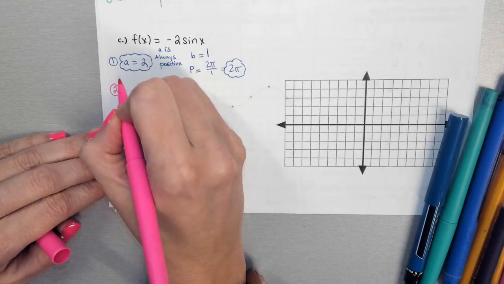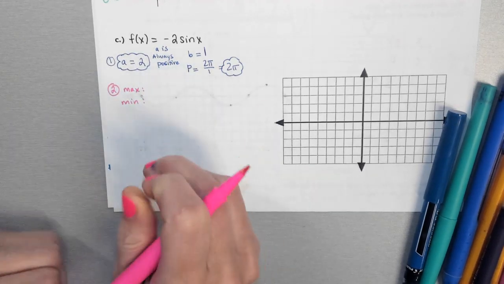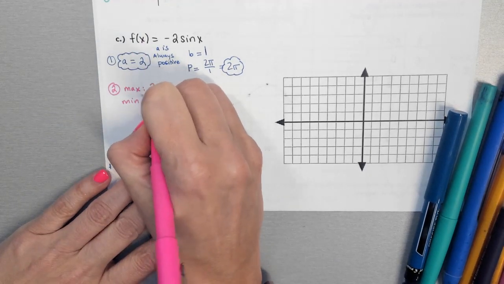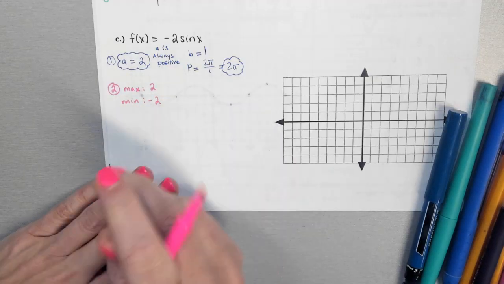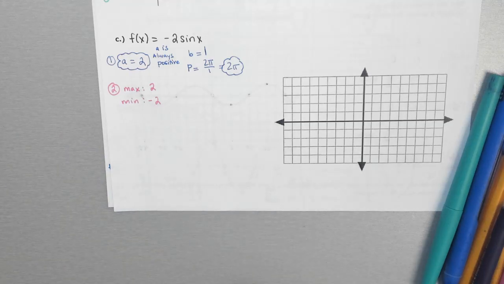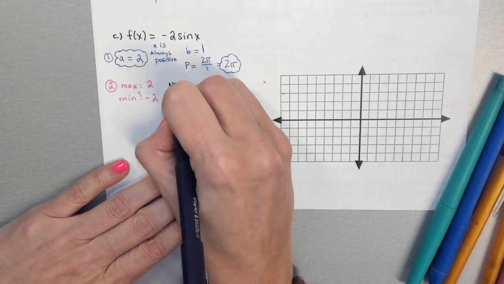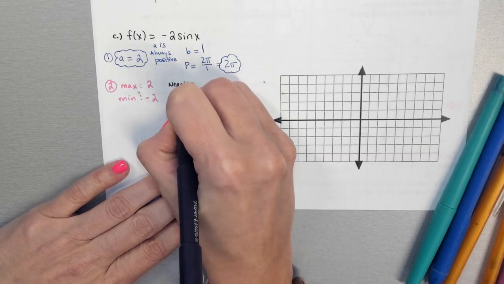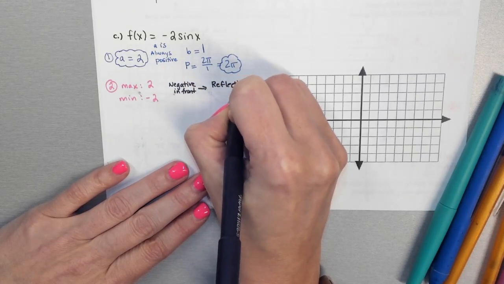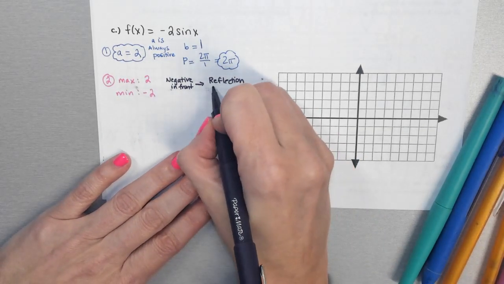Okay, so for step 2, we can just find your max and your min. Okay, your maximum value is going to match this amplitude here, so it's going to be 2. Your minimum value is going to be -2. And then we have to talk about the reflection. Okay. Anytime there's a negative in front, there's going to be a reflection. And what a reflection does is it flips the max and min order.